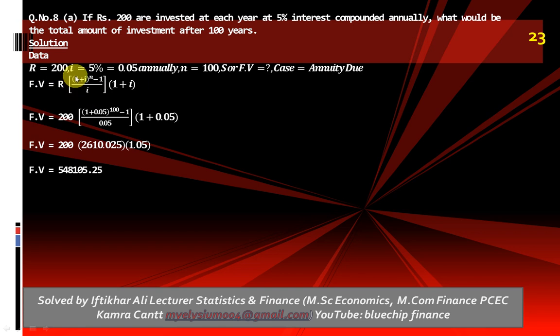So what is the formula? R multiplied by 1 plus I raised to power n minus 1 divided by I multiplied by 1 plus I. Only this part of the formula is the formula for future value of ordinary annuity, and if we multiply only 1 plus I with this, it will become annuity due. So after putting all these values into the formula, and after solving, future value will be 548105.25.